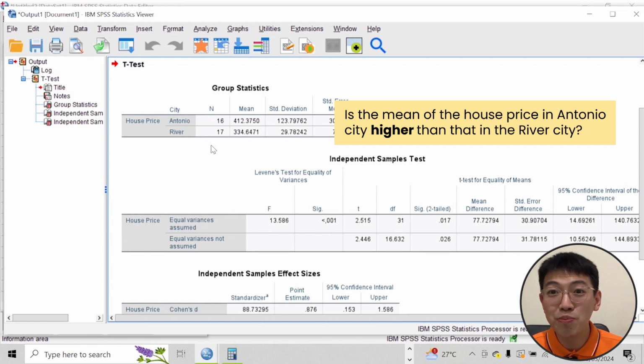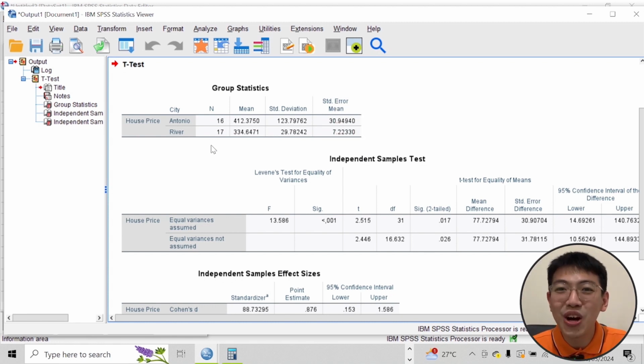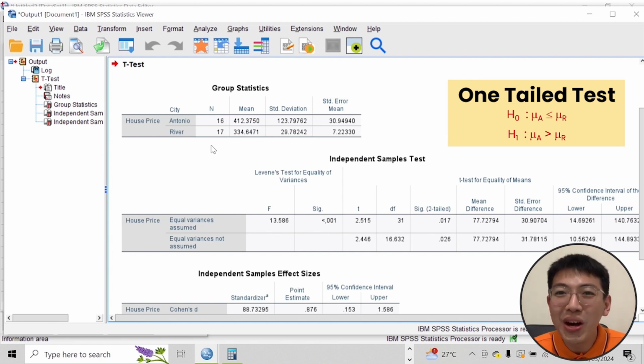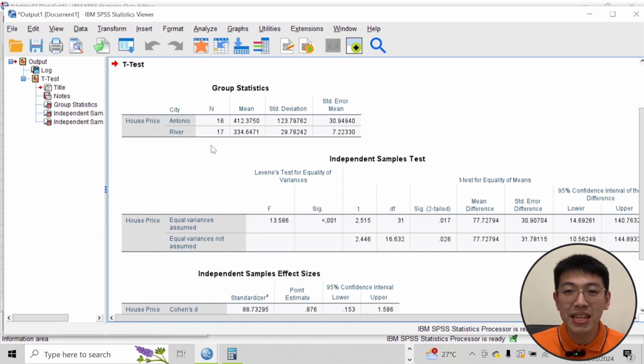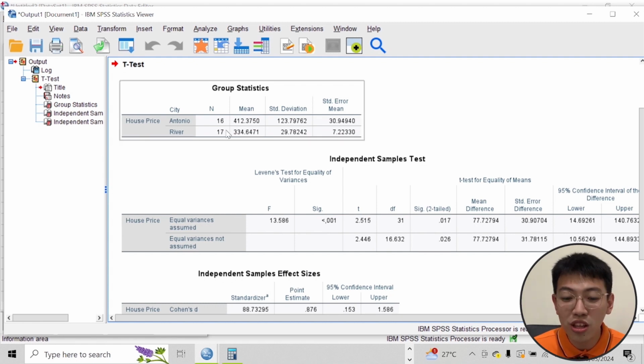Is the mean of the house price in the Antonio City higher than the mean of the house price in the River City? So the H0 will be mu Antonio is less than or equal to mu River. While for the alternate hypothesis, the H1, mu Antonio is higher than mu River. This is a one-tailed test. How to conduct a one-tailed test in the independent sample t-test? The steps are the same and the result will be the same as well. So in this case, we also use equal variance not assumed.